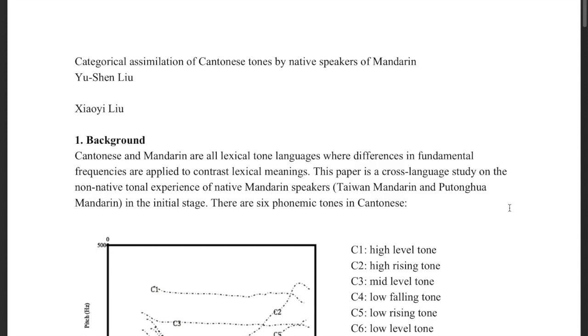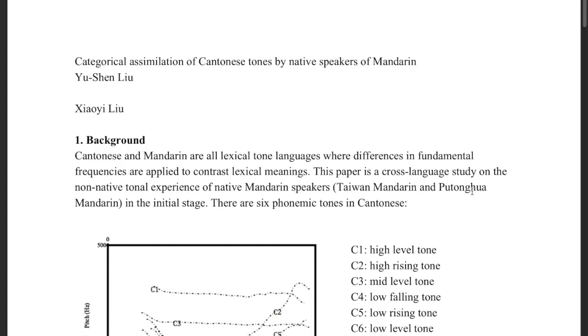Hi. So today I'm gonna give a presentation on this paper written by Yushen Liu, and the topic is categorical assimilation of Cantonese tones by native speakers of Mandarin. So first of all, here's some background information.